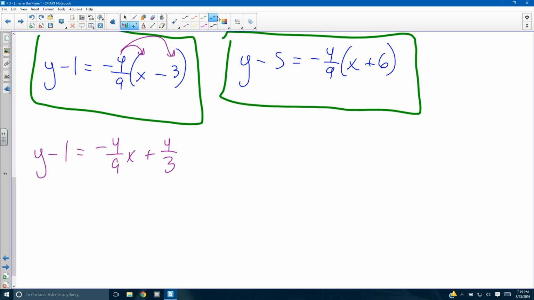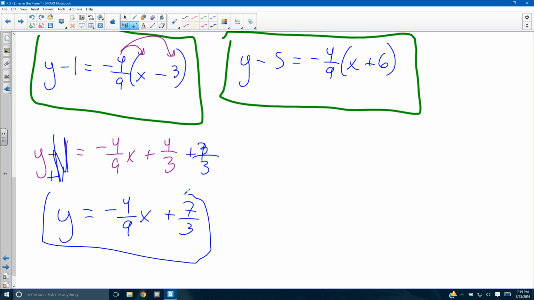Okay, now we got to add 1 to both sides. And here's where things get a little, oh no, fractions. These cancel. You're going to do plus 1 over here. 4/3 plus 1. Well, 1 is 3/3. Common denominator. So 4/3 plus 3/3 is 7/3. So your final answer is y equals negative 4/9 x plus 7/3. Which is 2 1/3. So when I said 2 1/2, 2 1/3 is close enough. So there's your equation for the line.